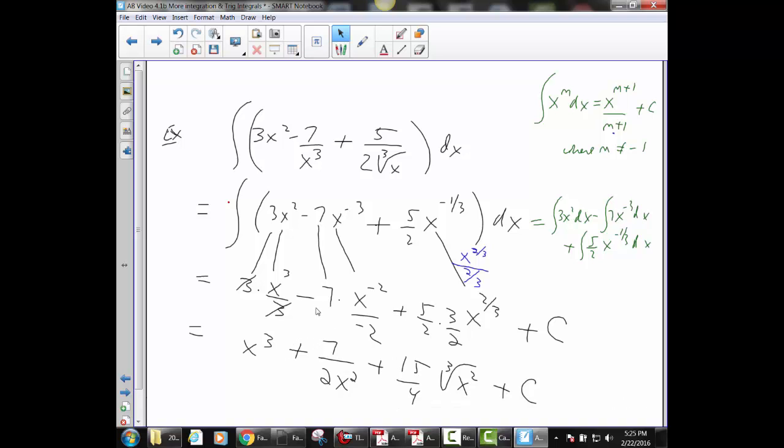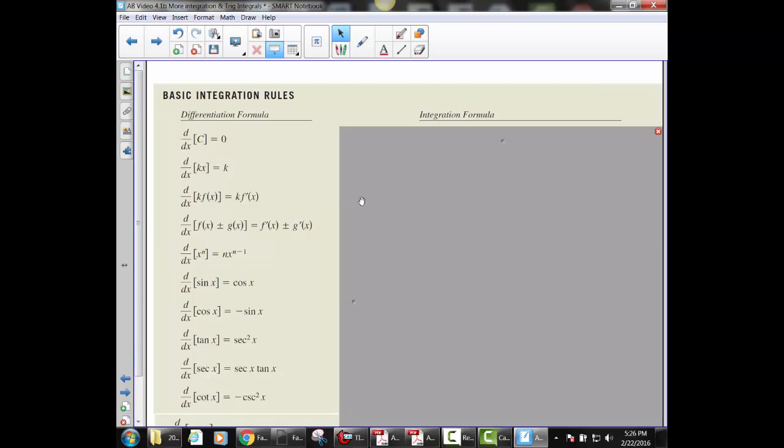X cubed. These two negatives will make a positive. The 2 stays where it is. The 7 stays where it is. The x to the negative 2 comes down, becomes x to the 2. Here's your 15/4, and I'm just rewriting it as a radical because that's how they had given it to me. Okay? All right, so here's your basic integration rules one more time.